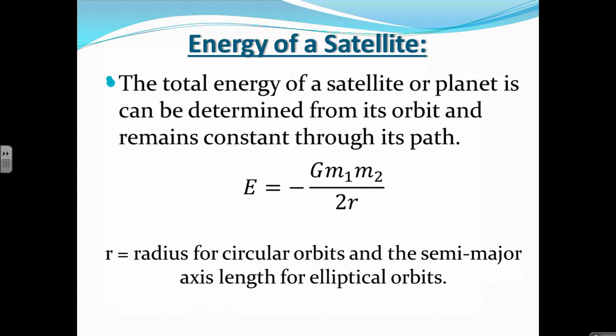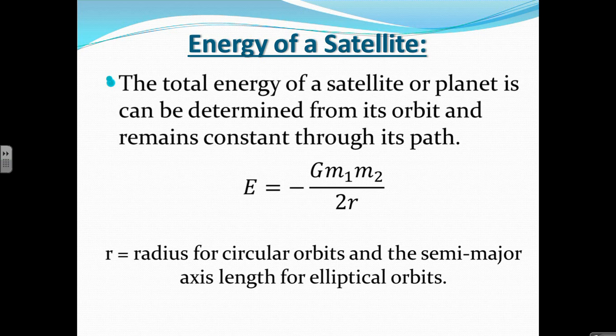Let's talk about the energy that's captured within the satellite. When you're looking at the energy of the satellite or planet, it can be determined from its orbit, but it remains constant throughout its path. As it gets closer to the object it's orbiting around, it picks up speed. But as it picks up speed, the gravitational potential energy decreases because the distance between the two objects is decreasing. So as the gravitational potential energy decreases, the speed increases. The kinetic energy increases.